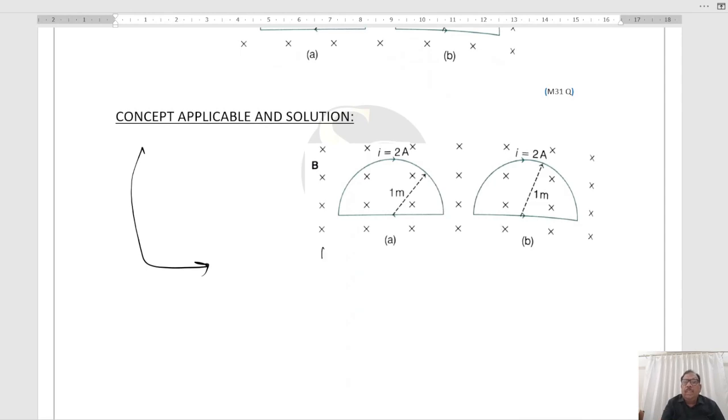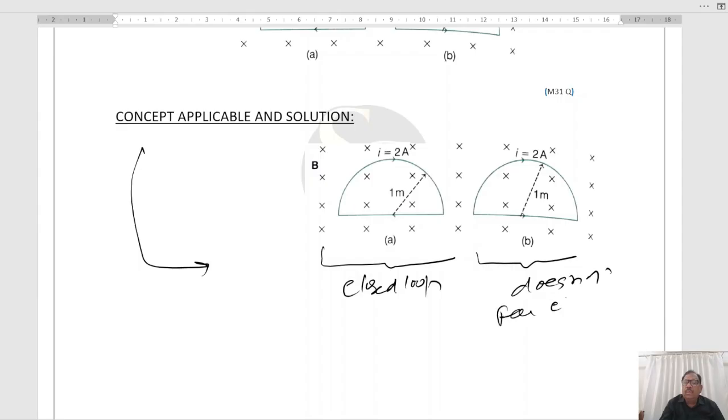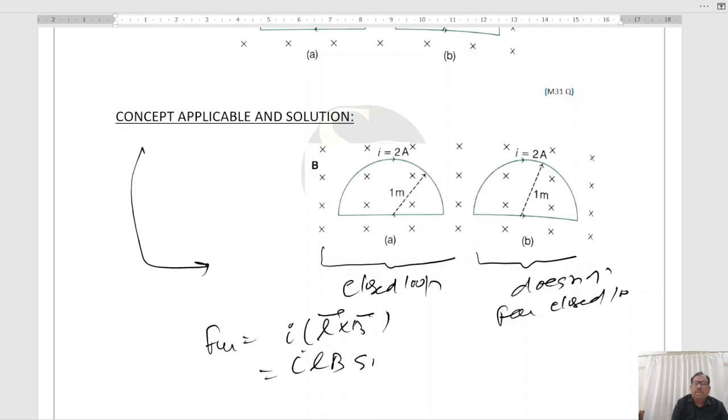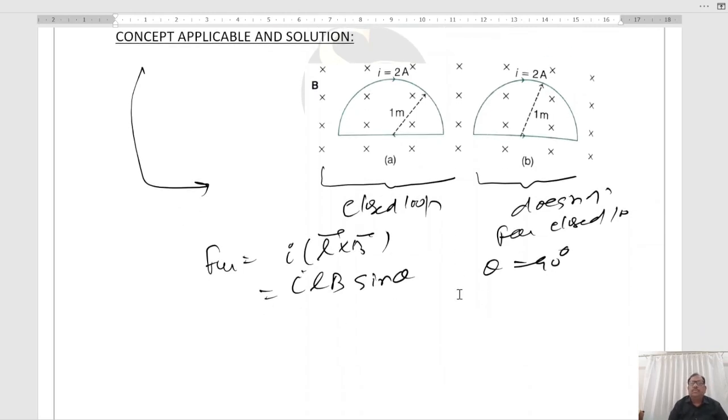There are two figures. This is figure 1. It forms a closed loop. The other does not form a closed loop. You know, magnetic force is given by I L cross B, that is ILB sin theta, with theta equal to 90 degrees.